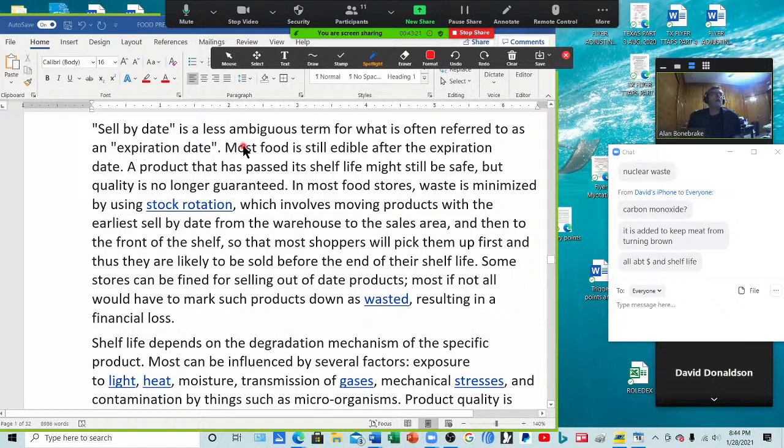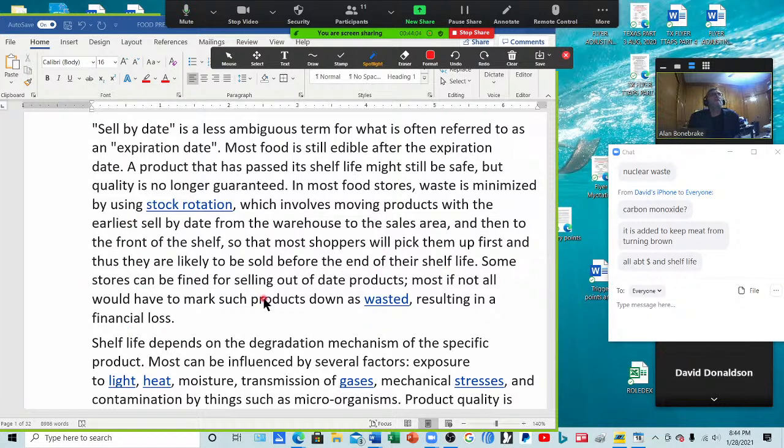Sell-by date is a less ambiguous term for what is often referred to as an expiration date. Most food is still edible after the expiration date. A product that has passed its shelf life might still be safe, but quality is no longer guaranteed. In most food stores, waste is minimized by using stock rotation, which involves moving the products with the earliest sell-by date from the warehouse to the sales area, then to the front of the shelf, so that most shoppers will pick them up first. Thus, they are likely to be sold before the end of their shelf life. So if you're looking for a longer shelf life, grab the ones at the back of the shelf.